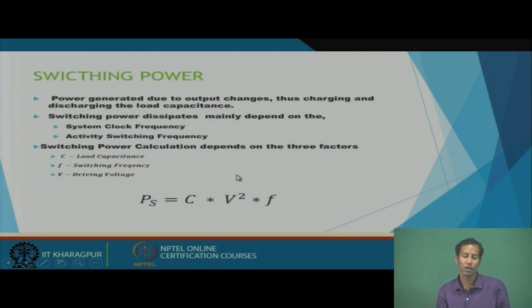Then actually the switching power is the power which is generated due to output changes, and thus charging and discharging of the load capacitance. Switching power dissipation mainly depends on the system clock frequency and activity switching frequency. Switching power calculation depends on 3 factors: the capacitive load, the switching frequency, and the driving voltage. The equation for the switching power is C into V square into F.